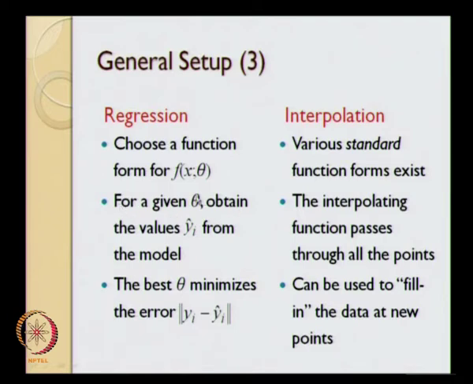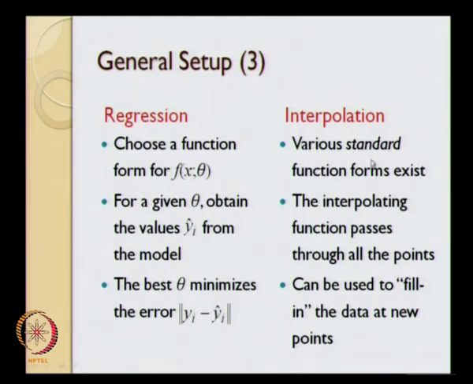For a given value of theta, we obtain the yi hat, which is the model prediction, and we recursively use some method, or some kind of a direct method, to find the theta which minimizes some norm of the error in some way. This could be the sum of the absolute value of the error, or it could be the sum of square of error, and so on. That is going to be our objective: to find theta that will minimize the error in some form. As against that, in the interpolation case, we do not have to choose a functional form.